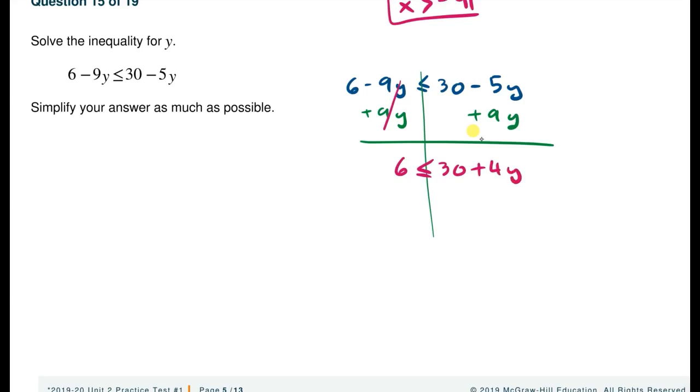And to continue to get y by itself, we're going to subtract 30 on both sides. 6 minus 30 is negative 24, less than or equal to 4y. Then we're going to divide by 4 on both sides. That will give you negative 6 less than or equal to y. And we like to have y on the left side, so we're going to spin the whole thing. That will give you y greater than or equal to negative 6 as the final answer.